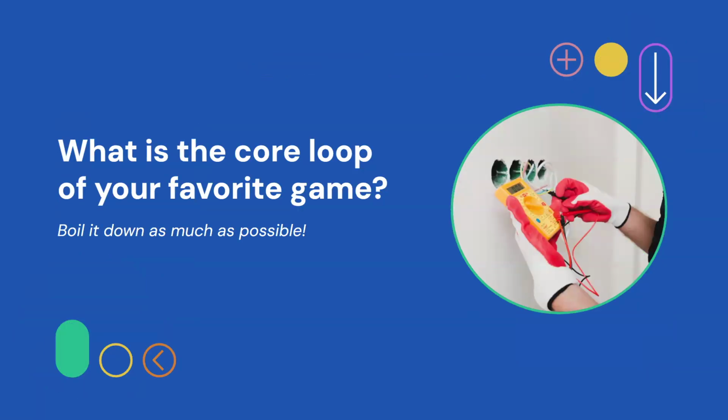Let's move on to a short activity. What is the core loop of your favorite game? Name a game that you have, and in the chat you can also answer, I will read your answers if you want to talk in the chat. But let's start with the people here. What is a core loop from your favorite game? It doesn't matter what type of game it is. Let's start over here with you.